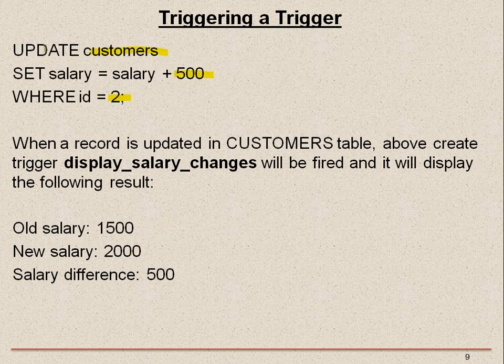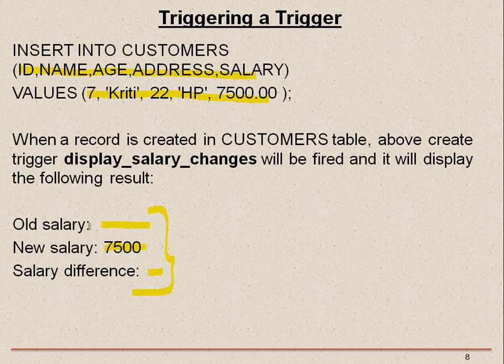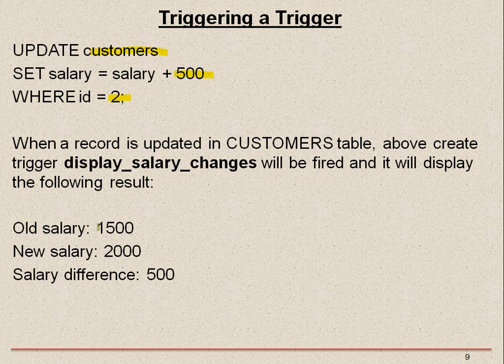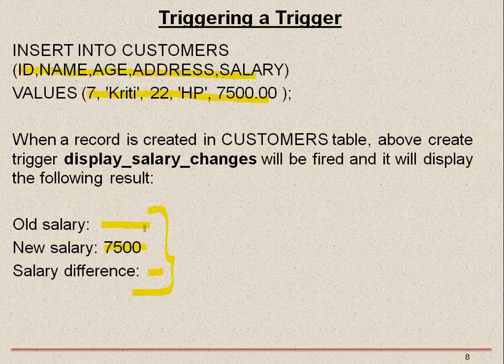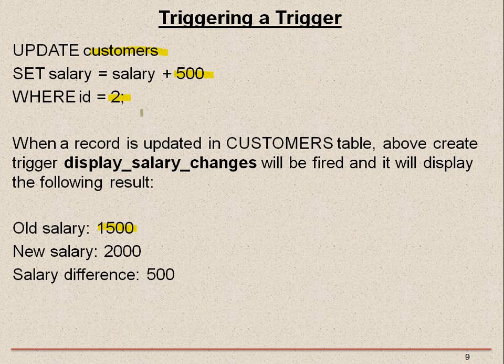Whenever this update query is fired, it will again automatically call this display_salary_change trigger. Here the old salary value is 1,500, which is already available in the table. This is the old value. Whatever I'm providing, the new value, is incremented by 500. So the new salary is 2,000 rupees, and the difference between these is 500 rupees. So this information is displayed automatically because it is done by the trigger.